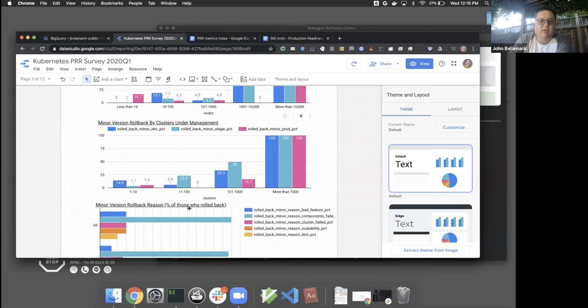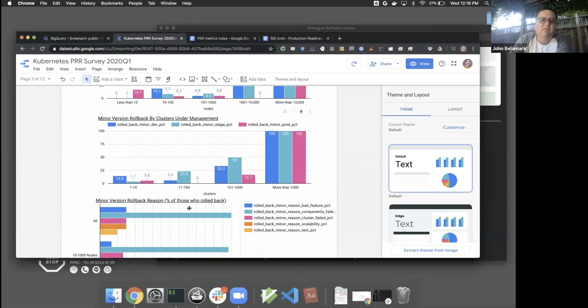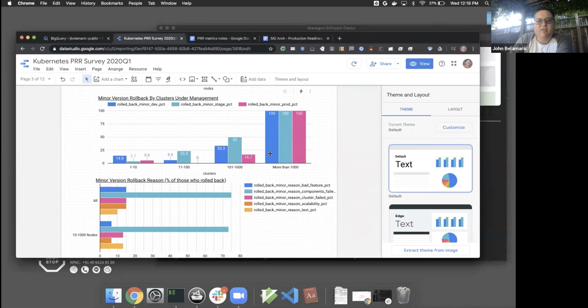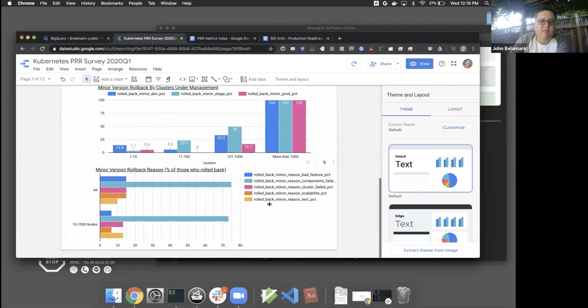And then based on number of clusters under management, when you've got more than 1,000 clusters, you've done it. Although it's not that many people again. So here are the reasons. The reasons of those who rolled back, then these are the reasons.